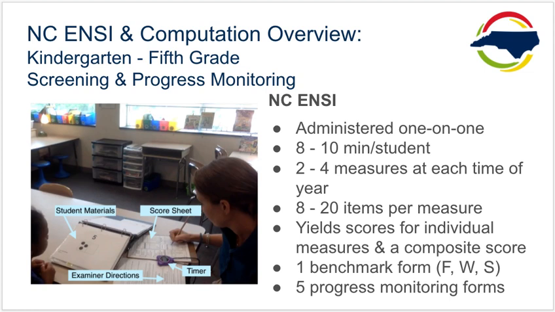These measures are administered in that one-on-one setting and take about 8 to 10 minutes per student per time of year. During each time of year, between 2 and 4 measures are administered, and each of the measures has between 8 and 20 items. These yield scores at the individual measure level, and they yield a composite score. There is one benchmark form that's used in the fall, winter, and the spring in the ENSIs, and there are 5 progress monitoring forms available for each of the measures.